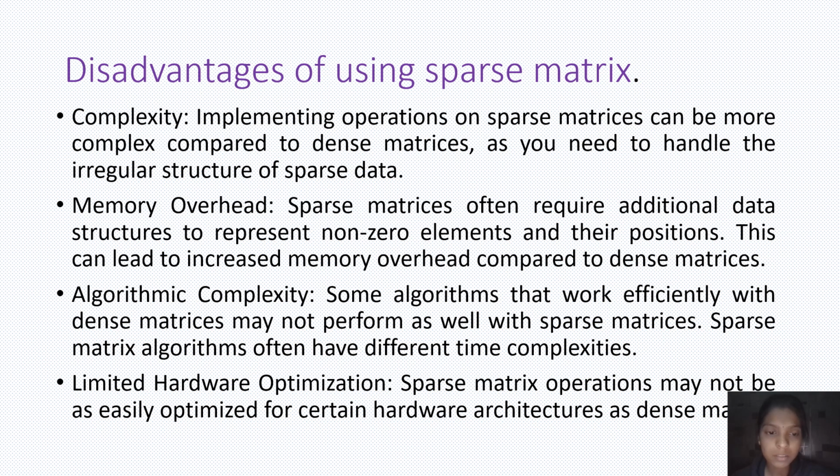Next one is algorithmic complexity. Some algorithms that work efficiently with dense matrices may not perform as well with sparse matrices. Sparse matrix algorithms often have different time complexities. Next one is limited hardware optimization. Sparse matrix operations cannot be easily optimized for certain hardware architectures as with dense matrices.